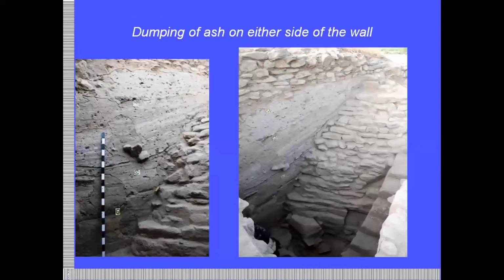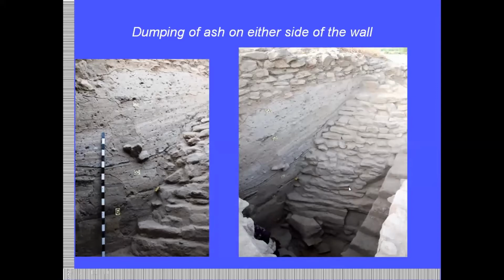This is the inner face of the western arm, which we were able to expose up to the base to know the history of the wall. What we found is that, except for the lower 4 or 5 courses, the entire wall has been repaired. This entirely is repaired.